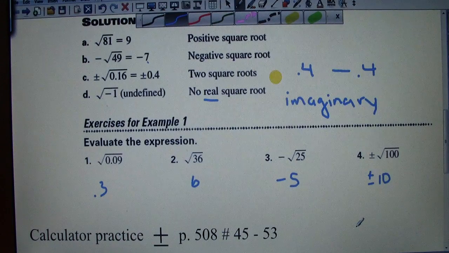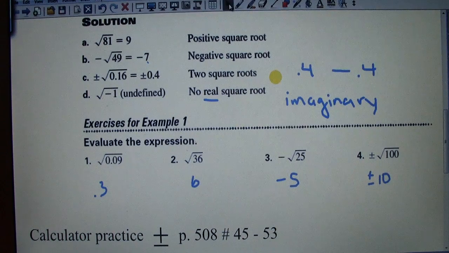Okay, the next thing I want to do is have you practice doing some calculator practice. In your book on page 508, let's look at some of these numbers. I'll go ahead and pause the video and go to the next slide. That gives you a chance to find your calculators and we'll practice a couple problems together.